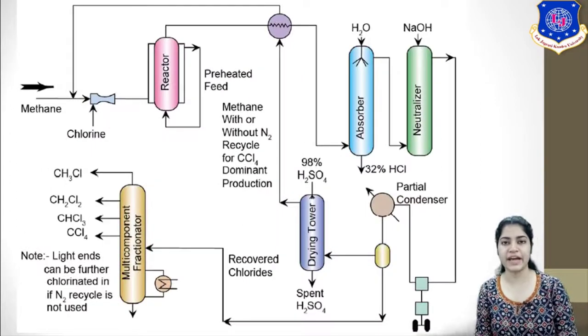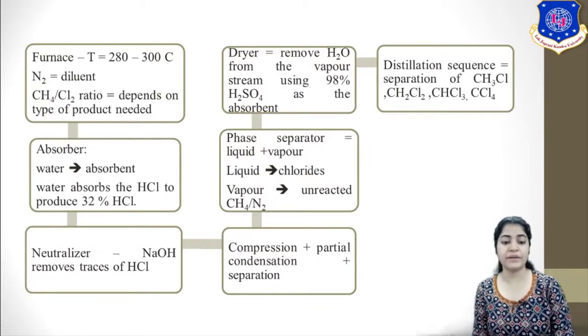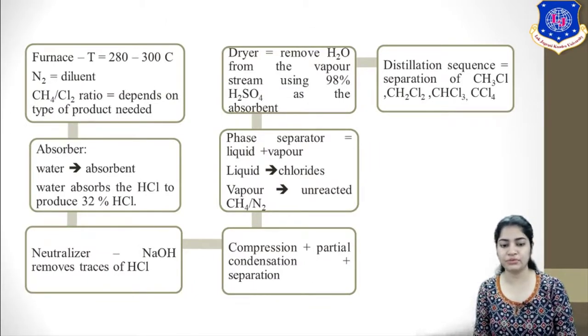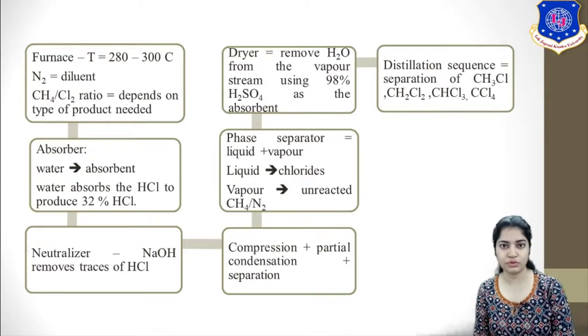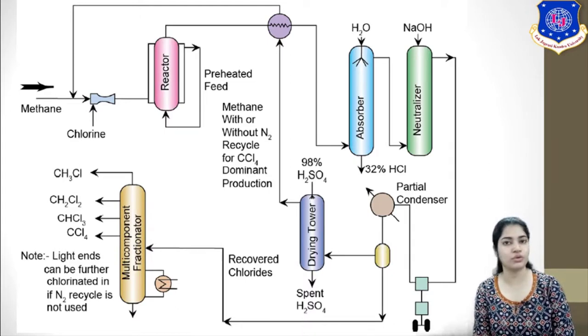Now this is the flow diagram of your chloromethane formation, right? So let's move on to the process. First of all, in a furnace, your temperature condition is what? About 280 to 300 degrees Celsius, and you are using nitrogen as your diluent. Again, the feed ratio of methane to chlorine depends on the type of product you desire most. Here you can see that in the reactor you are sending your methane and compressing your chlorine. This way you carry out your reaction in the reactor.